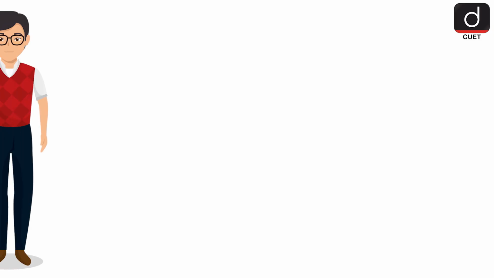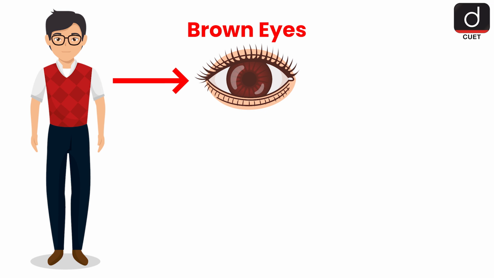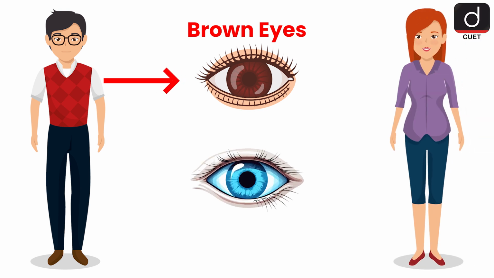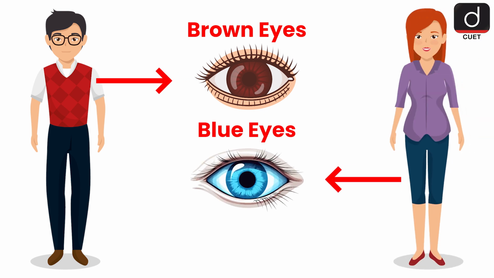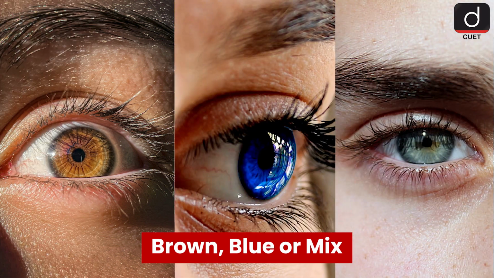Alleles. Let's say your dad's recipe book has instructions for brown eyes, while your mom's book has instructions for blue eyes. These different versions of the gene are called alleles. Depending on which recipe your body follows, your eye color will be brown, blue, or a mix.